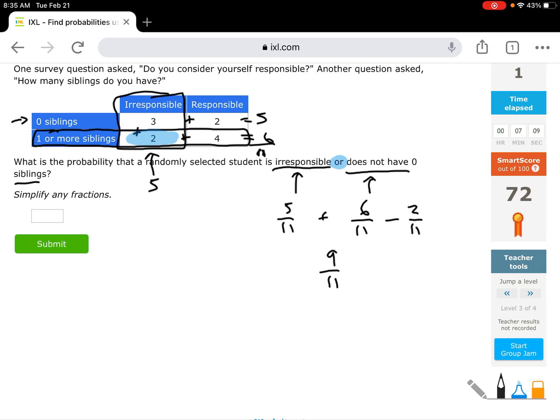Now, something that you can consider is each of these numbers here, 3 plus 2 is 5, plus 4 is 9. You can also add those and get 9 out of 11. That's the answer. That's going to go here.